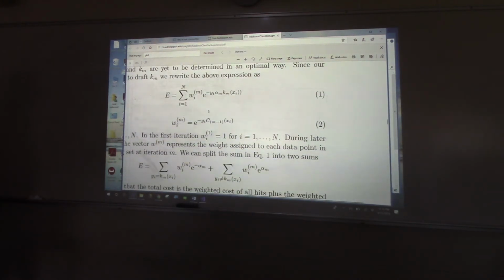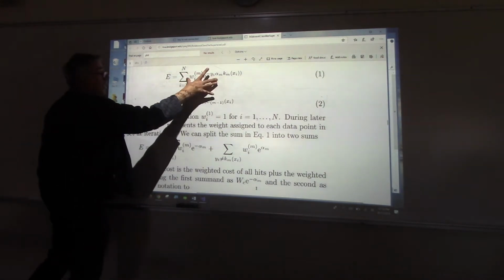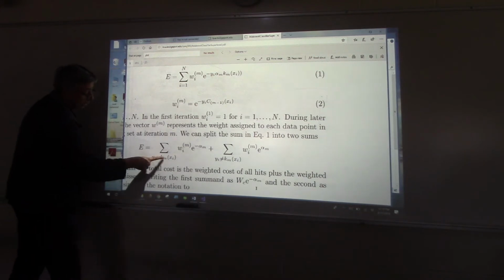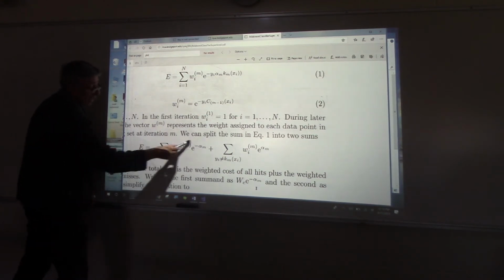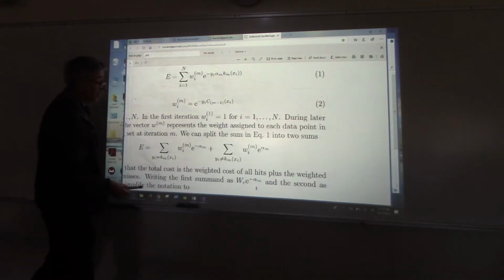Anyway, like I said, all we did is we made this wi of m. Then we further divide it into two subparts: for those cases where it's correctly predicting, and for those cases where it's not correctly predicting. So you can see yi equal to km of xi, so the expected is the same as our new classifier. And if it is not the same, so we split it in two parts, right?